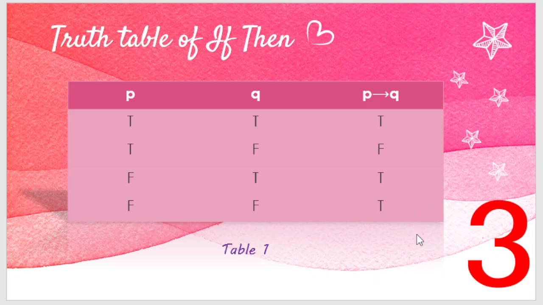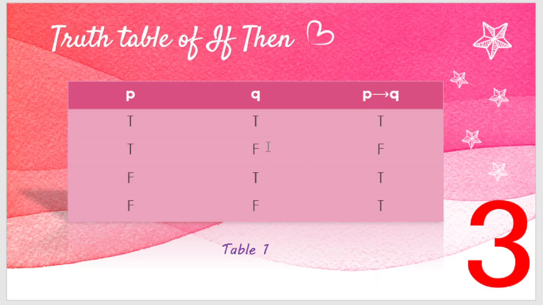So what have you observed with this table? For the conditional, or if-then, if both hypothesis and conclusion are false, the conditional statement will be true. Also, if both the hypothesis and conclusion are true, our conditional statement will be true. But if the hypothesis is true and the conclusion is false, our conditional statement will be false.